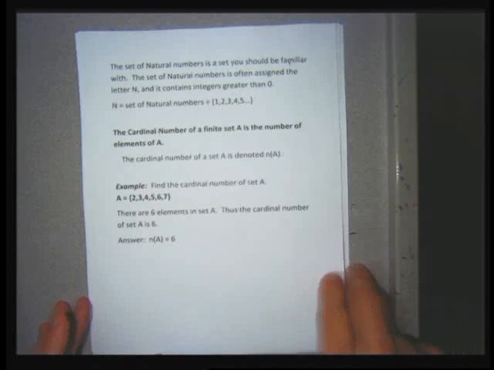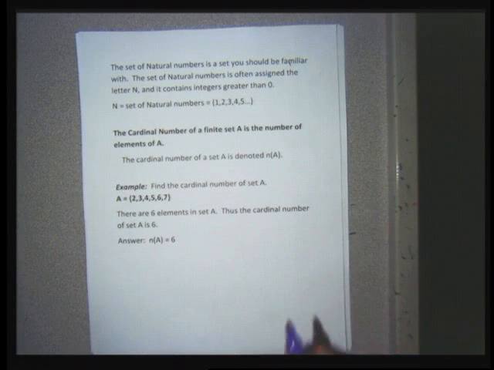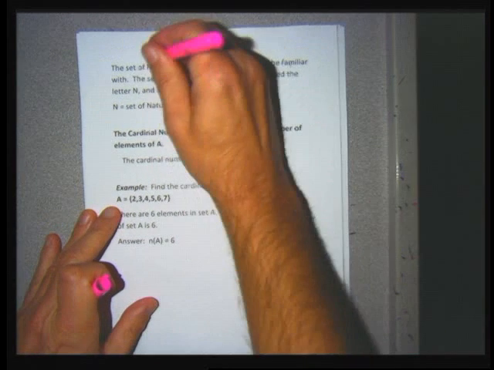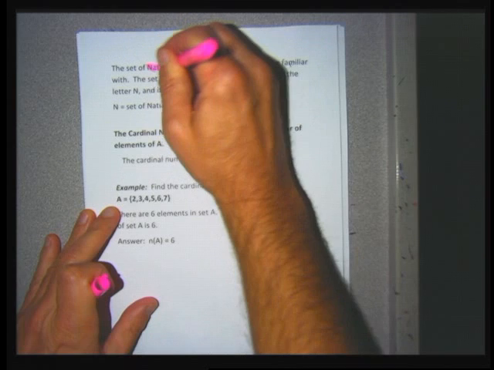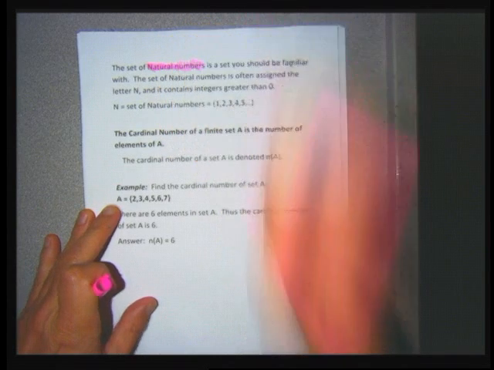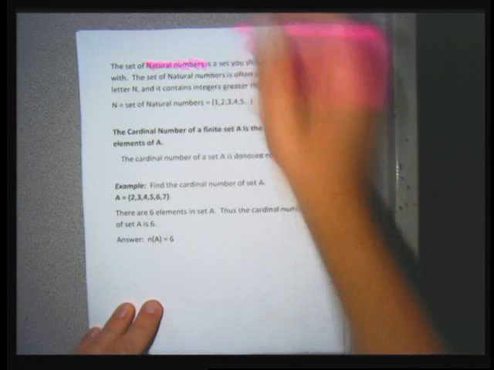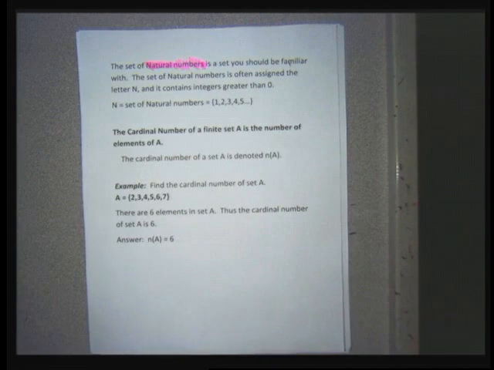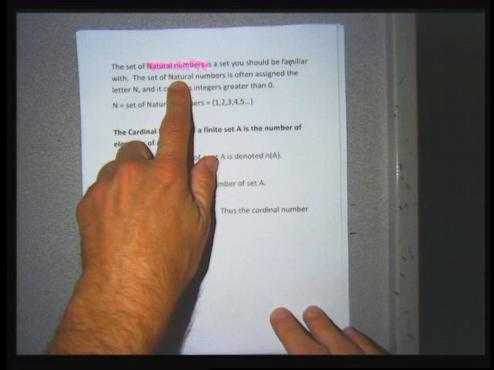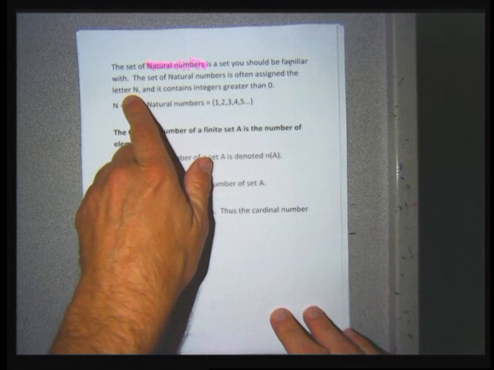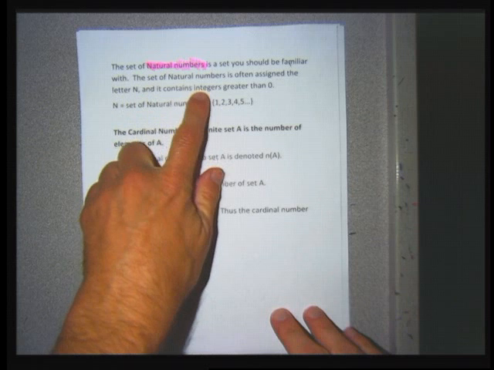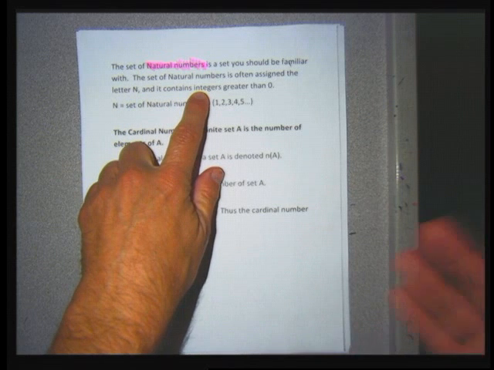Before we can do the next problems that are kind of homework-y problems, we have to know a couple of words. And the first word that we need to understand a definition for is the word natural numbers. And we'll use natural numbers a lot in this section and a lot in this chapter. So the set of natural numbers is usually given the letter capital N, and it contains positive integers, or integers that are greater than 0.